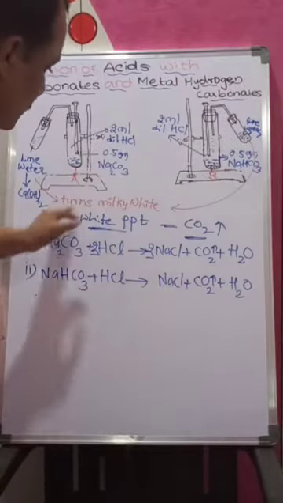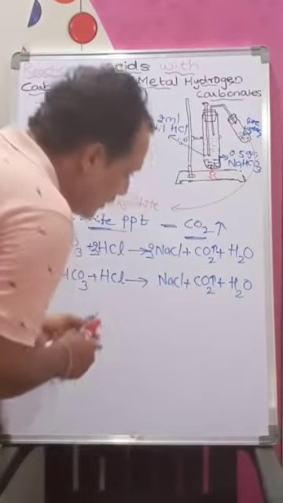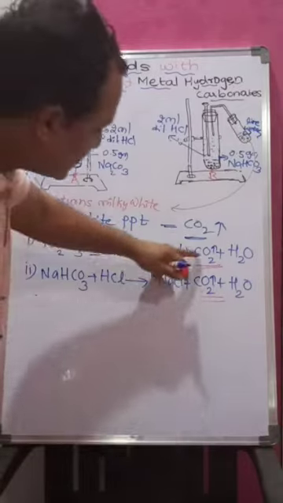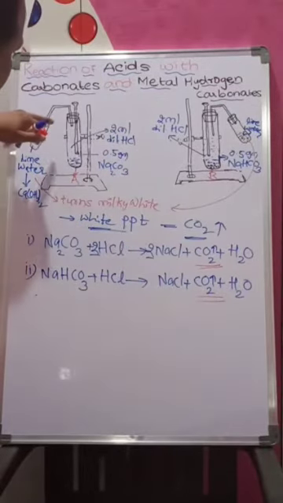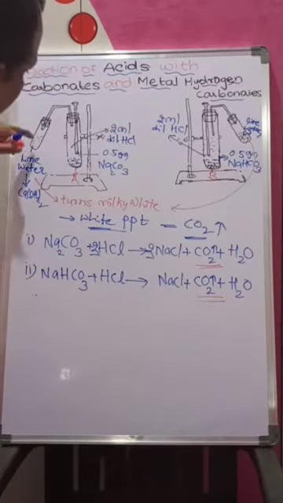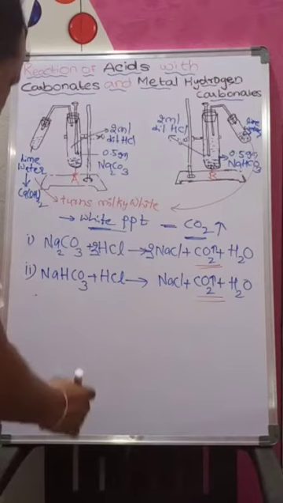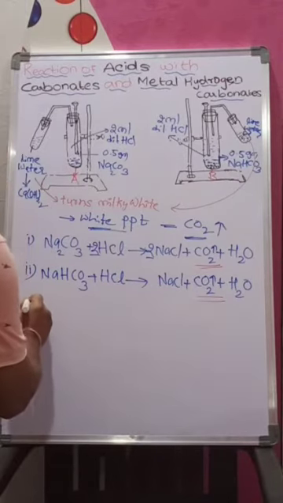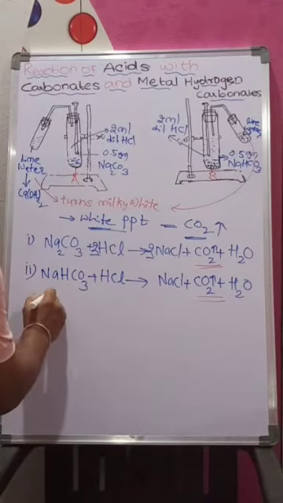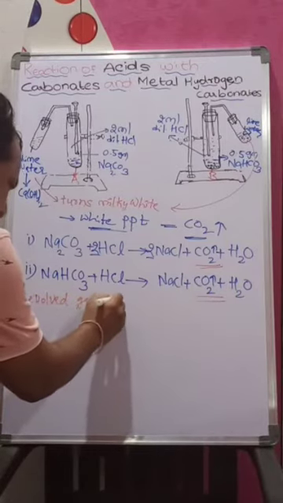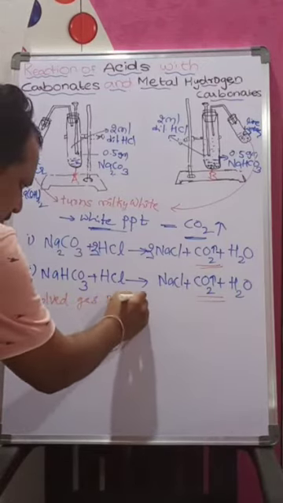From this test tube, which gas is evolved here? Carbon dioxide gas is evolved. This carbon dioxide gas is mixed with lime water. Lime water is nothing but calcium hydroxide. So the evolved gas is passed through the lime water.